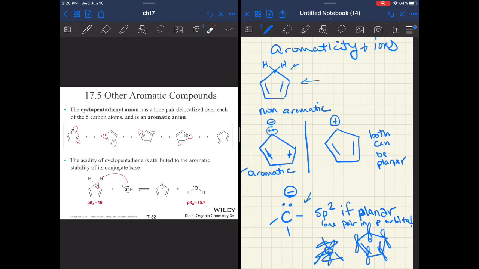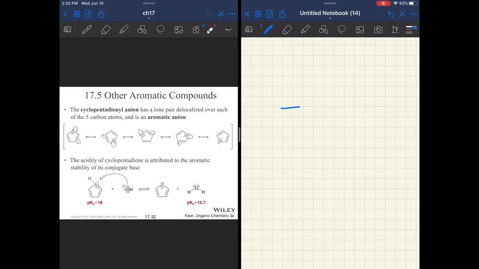aromatic. You also can see, if you make the little Frost circle, for the cyclopentadienyl ion, right, if that lone pair is pushed up into the pi cloud and you have 6 electrons, you have 1, 2, 3, 4, 5, and 6. Now you get that nice paired up electron system. This is aromatic.